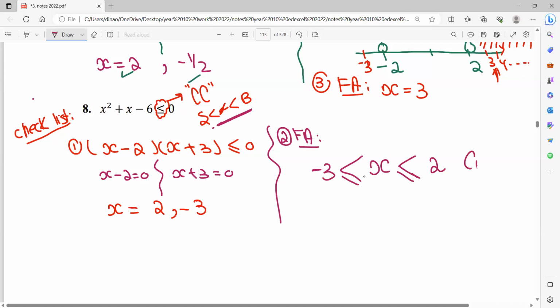This is the first C, compound. And the second C is the number line, because if you decide to draw the number line, or if you were asked to draw the number line, it will be a connecting number line like this. If you want to make sure that your answer is correct, you can pick any number in between, substitute in the inequality, and you will make sure that your answer is correct. Even if you decide to pick the 0, 0 squared plus 0 minus 6 is less than or equal to 0. So here goes your question and the model answer.